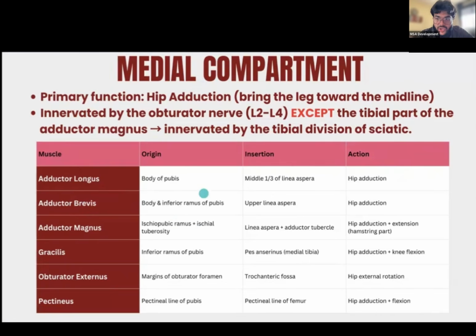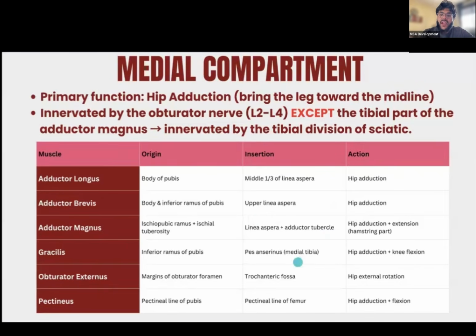Adductor longus originates from the body of the pubis, inserts into the middle one third of the linea aspera, and its function again is hip adduction. Then you have the adductor brevis, which comes from the body and inferior ramus. Linea aspera is again where it inserts. Its function again is to cause hip adduction. Then you have the adductor magnus, which comes from the ischiopubic ramus and the ischial tuberosity. It inserts into the linea aspera and the adductor tubercle, and its main function again is adduction, but part of it also has a role in extension.